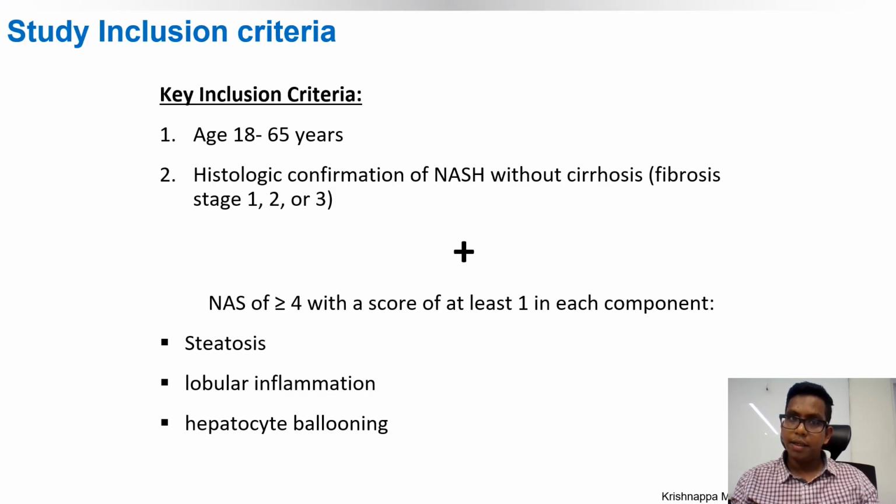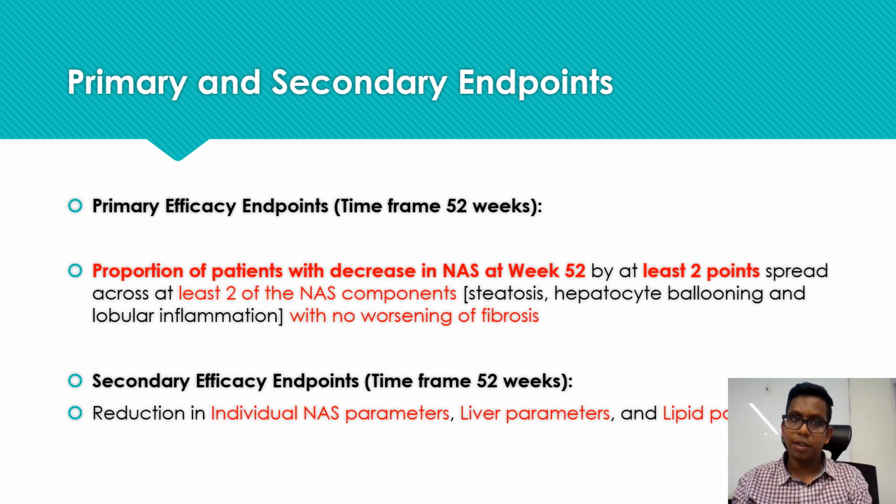Inclusion criteria: the age of the patient was between 18 to 65 years. They had histological confirmation of NASH, so biopsy confirmation of NASH was done. Patients with cirrhosis were excluded from the study. They had a NAS score of greater than or equal to 4, right? And there should be a score of at least one in each of the 3 components of NAS. Okay, so such patients were included in the study.